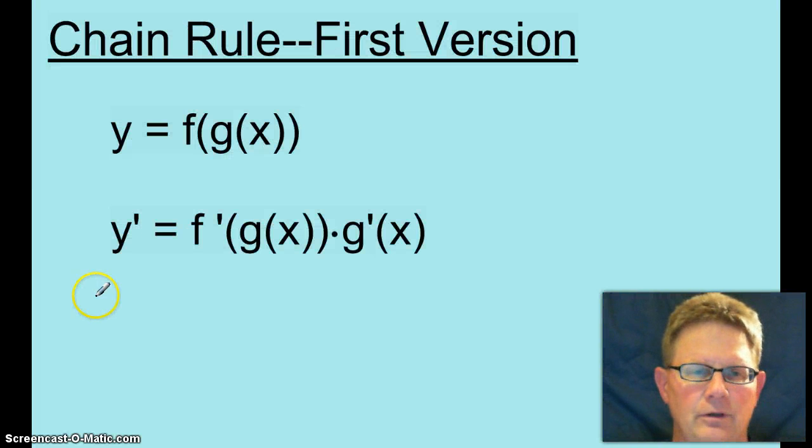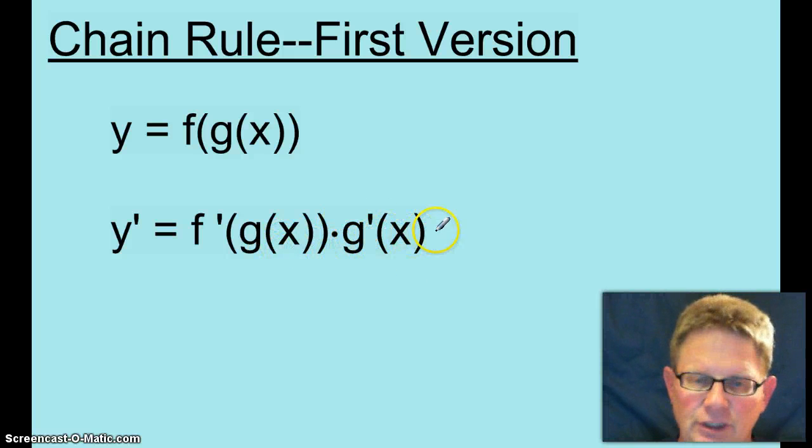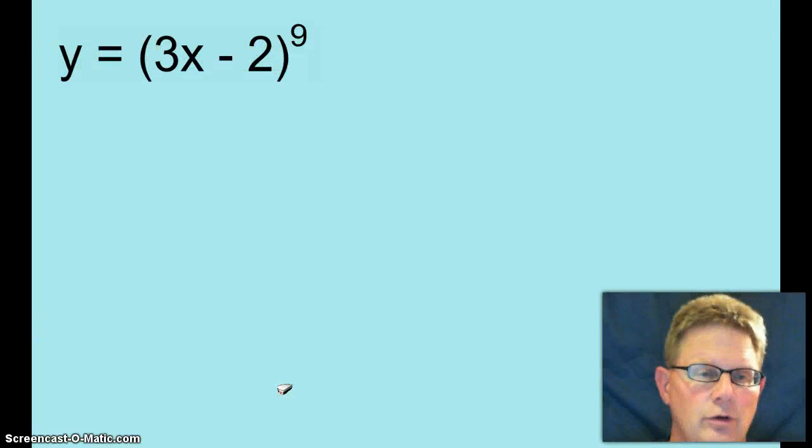Okay, up at the top of your notes, it has chain rule first version. y equals f of g of x. In order to find the derivative y prime, you're going to take f prime of g of x and then multiply that by the derivative of the inside function g of x, g prime of x. Alright, we got to your notes where you can actually start drawing something on your notes.